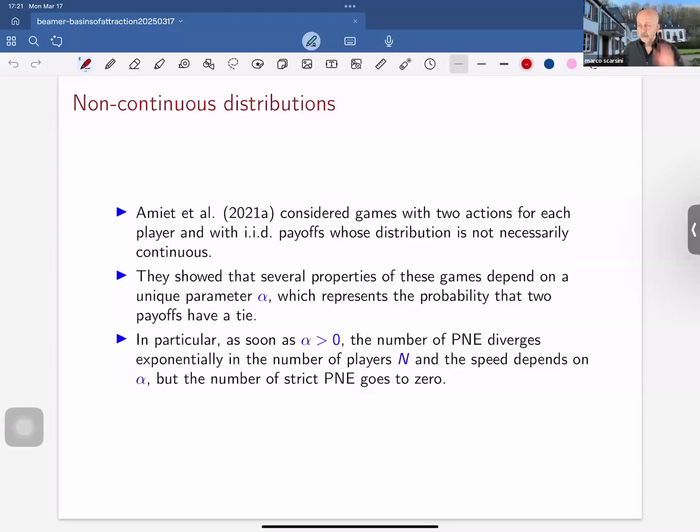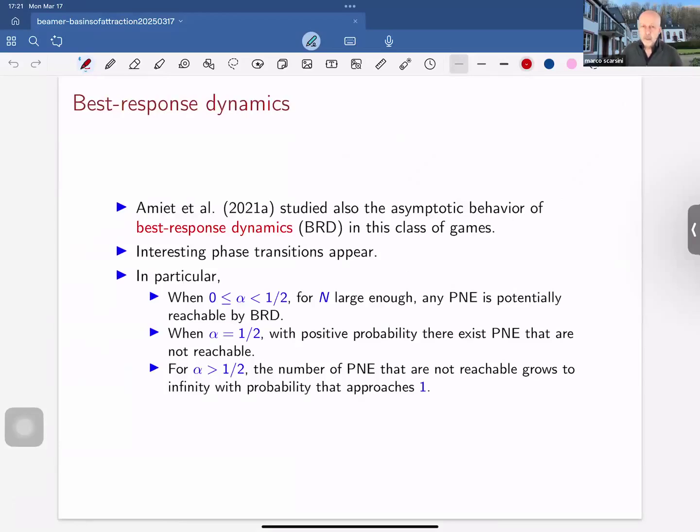So far this literature looked mainly at existence of pure equilibria and the number of pure equilibria, the random number of pure equilibria. But even in this paper that you see here, we started looking at something else. Namely, we started looking at the behavior of some dynamics. In particular, we started looking at the behavior of best response dynamics in this class of games. And again, even in the behavior of best response dynamics, there are phase transitions that depend on the parameter alpha, which is the probability of ties.